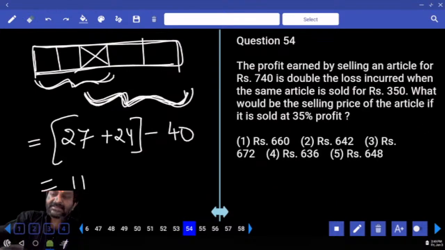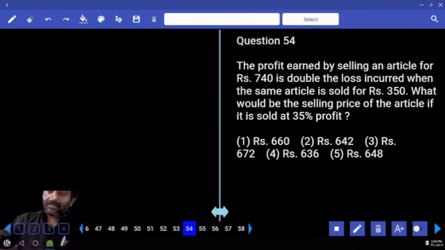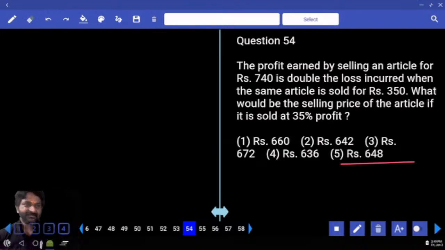The profit earned by selling an article for 740 is double the loss incurred when the same article is sold for 350. What would be the selling price of the article if it is sold at 35% profit? The profit earned by selling an article for 740 is double the loss incurred. If loss is X, profit is double, that means 2X. Minus X, plus 2X. Difference?